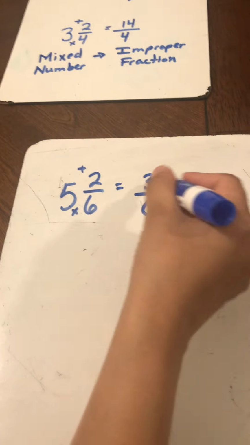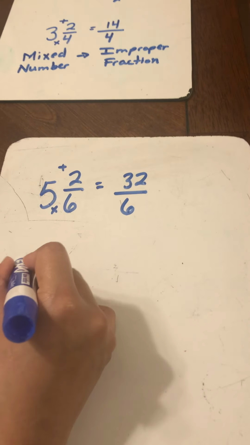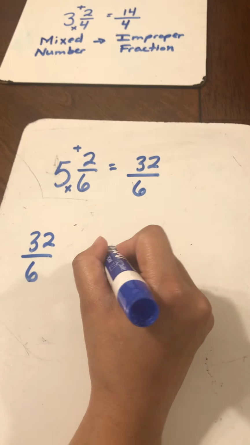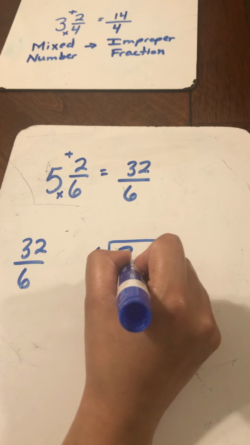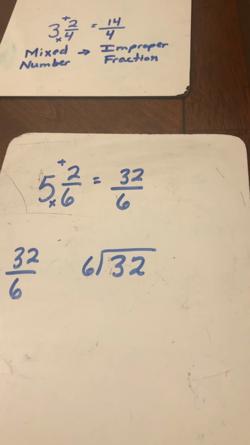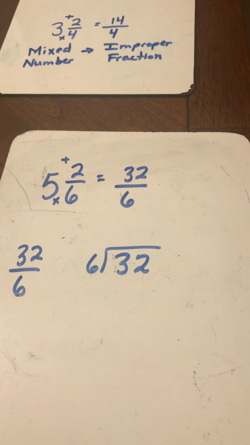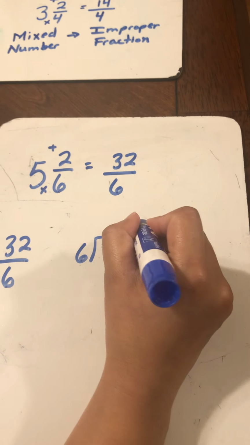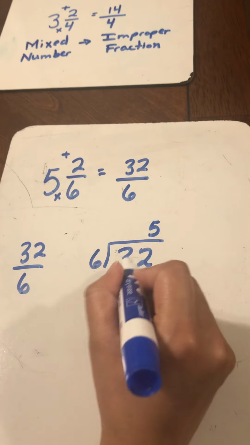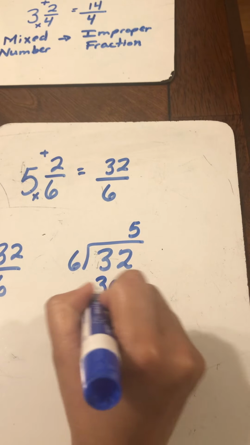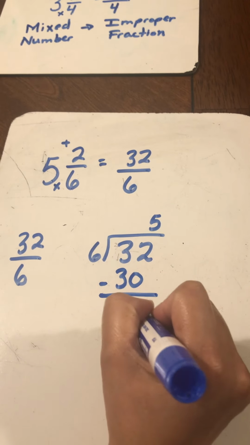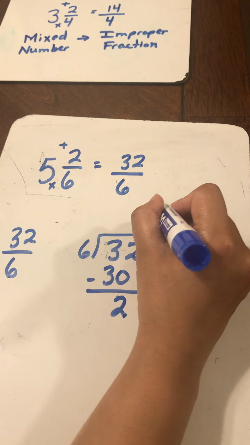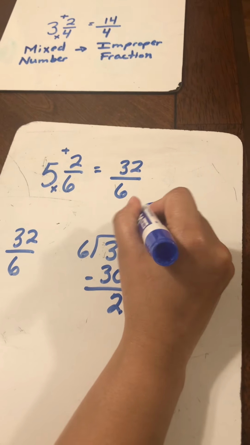And to convert this back to a mixed number, 32/6, we simply divide 32 divided by 6. And we do our long division. So think about how many times 6 goes into 32. 5 times, right? 5 times 6 is 30. And then you subtract, and you have 2. And the remainder 2, you're going to put over your divisor. 5 2/6.